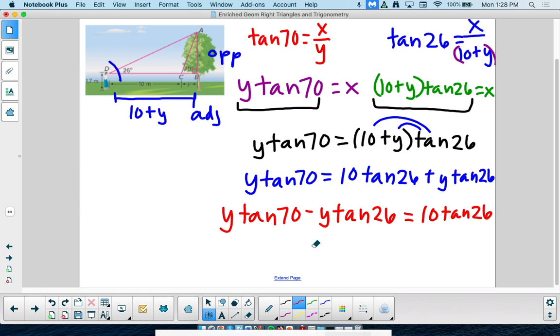But how am I going to get y just to equal y when it's in both of those? I should do tangent 70 and find out what the number is. We could. I want to wait to do that, though, otherwise we're going to get really approximated answers.